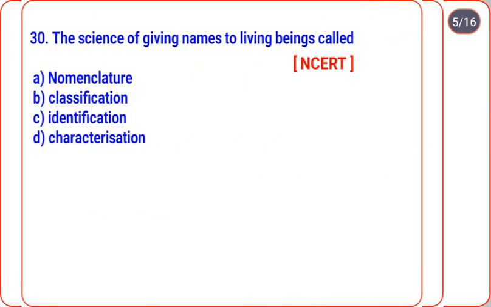Okay, next question number 30. The science of giving name to living beings is called. Giving name means naming. Option A nomenclature, option B classification, option C identification, option D characterization. Our correct answer will be option A, nomenclature. Giving name means nomenclature. Okay, next.